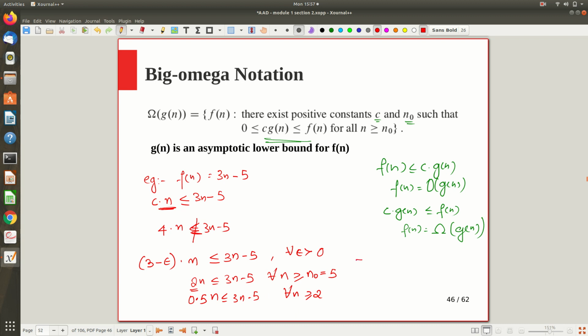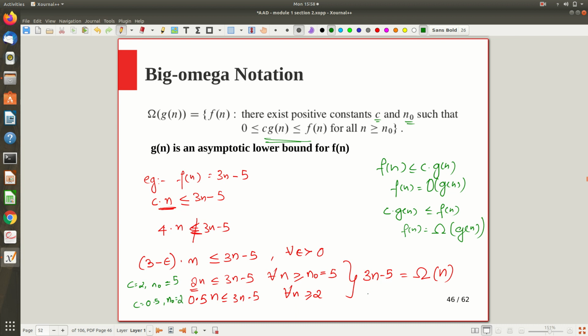So if you want, you can try with some smaller quantity. These two things are trying to say that our f of n, that is 3n minus 5, is lower bounded by big omega of n, in the sense of a lower bound. I'm just trying with different constants, C and n0. Here I took C equal to 2 and n0 equal to 5. Here it is C equal to 0.5 and n0 equal to 2.